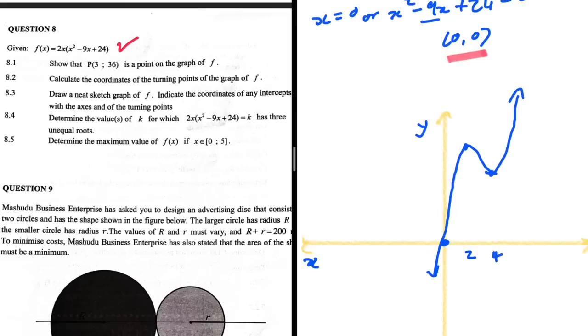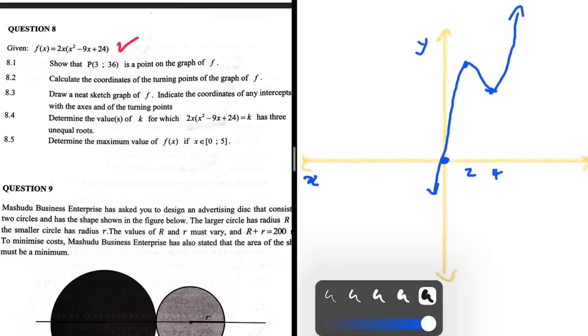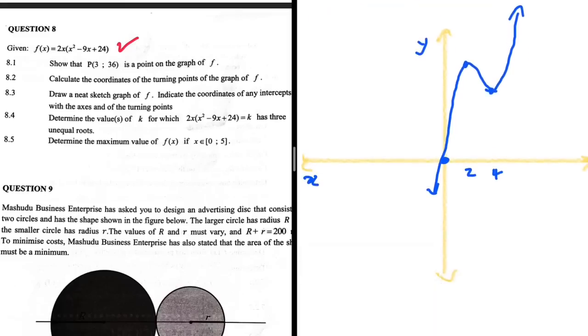Okay, that is a neat sketch. Maybe I should not put x there. I should put it here. I don't think it really matters, but it's fine. You can deal with that.